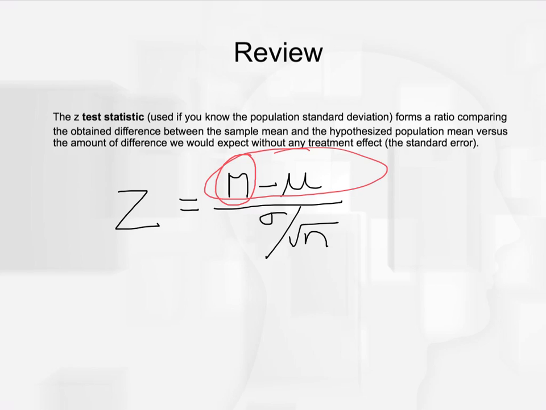How different does it have to be? That's what your denominator indicates. That's called the standard error of the mean. That's the typical difference we expect. And when you divide that typical difference into the actual difference, you get a z-value, and the size of that z-value will tell you whether that difference is statistically significant or not.